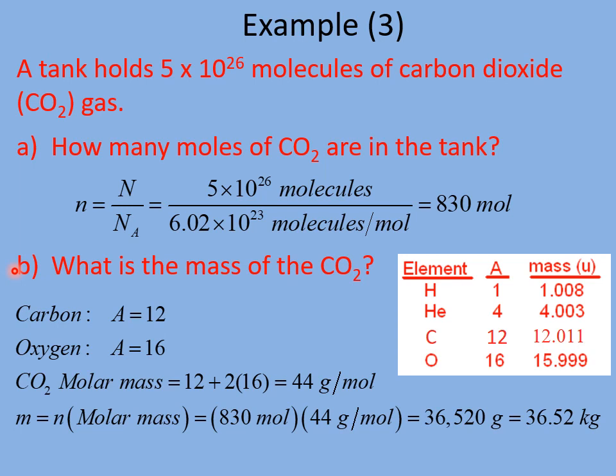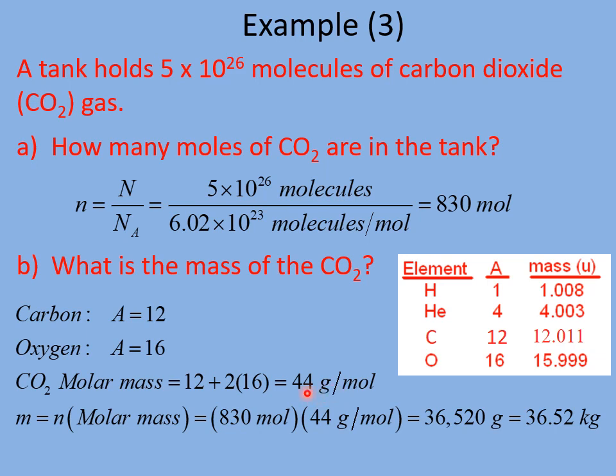So to do this, let's calculate first of all the molar mass of CO2. We can look on the periodic table or look at a chart here or a table. We see carbon has an atomic mass of 12. Oxygen has an atomic mass of 16. So CO2 is 12, that's the carbon, plus 2 oxygens, so we have 2 times 16. So this is a total of 44 grams per mole. So that's our molar mass.